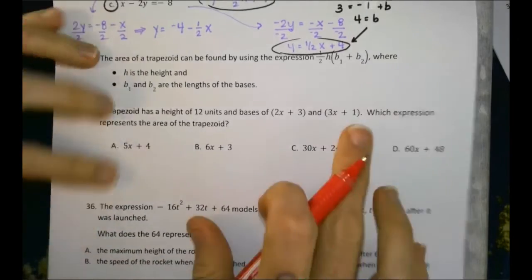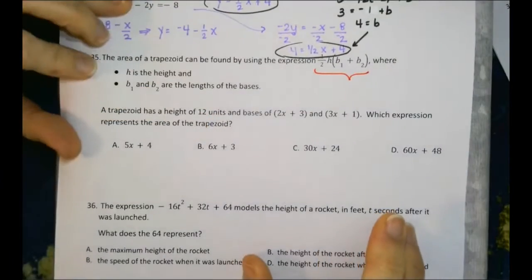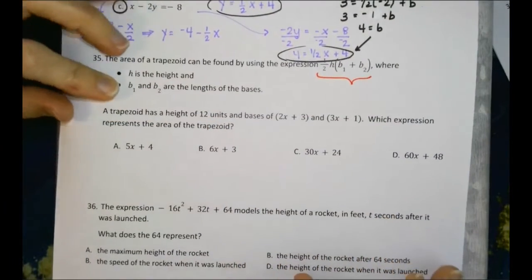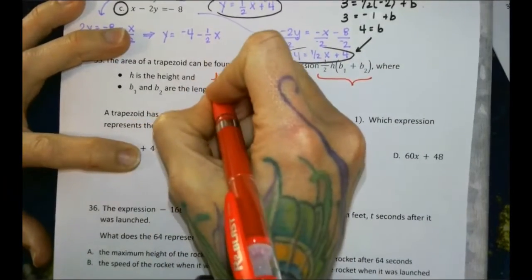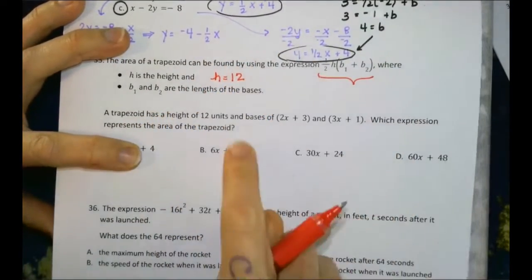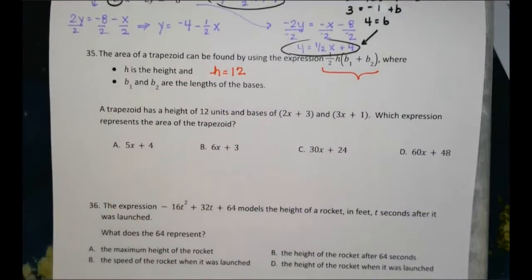The area of a trapezoid can be found by using the expression. So they've given us the equation where h is the height and b1 and b2 are the length of the bases. The trapezoid has a height of 12, and bases of 2x plus 3 and 3x plus 1. Which expression represents the area of the trapezoid?